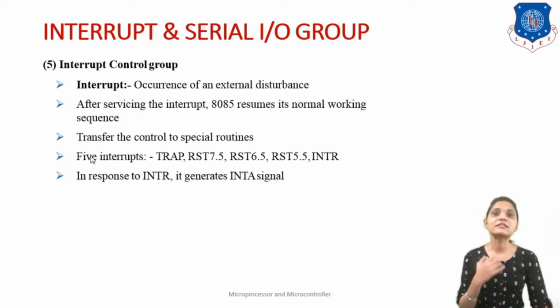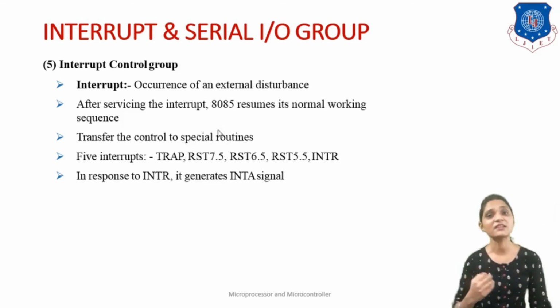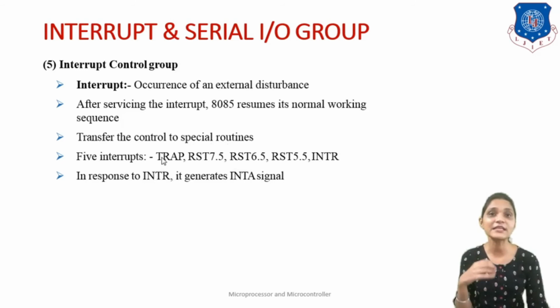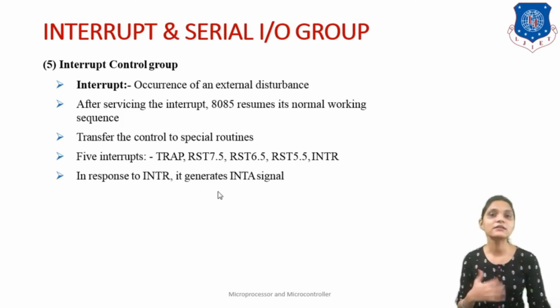Okay, and this transfer of control is performed by a special routine that is known as a subroutine, or you can say the interrupt service routine, ISR. Here we have basically 5 interrupts: TRAP, RST 7.5, RST 6.5, RST 5.5 and INTR. Okay, in response to the INTR, an acknowledge signal is required to be generated, and that is INTA.